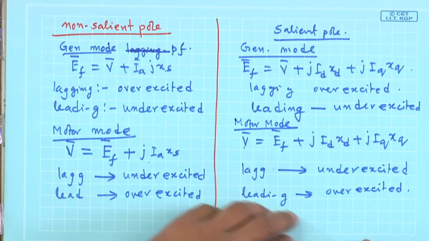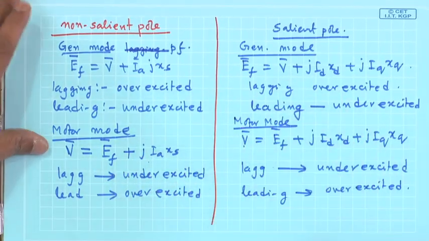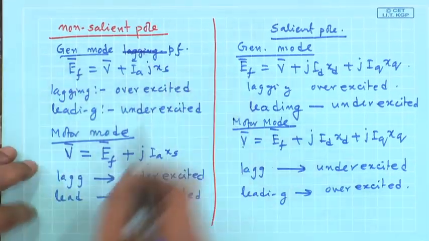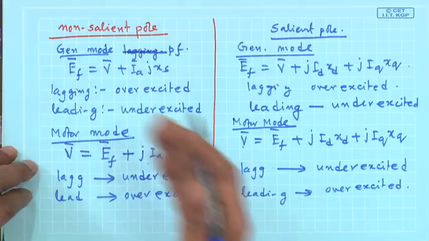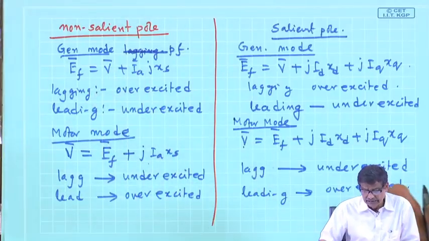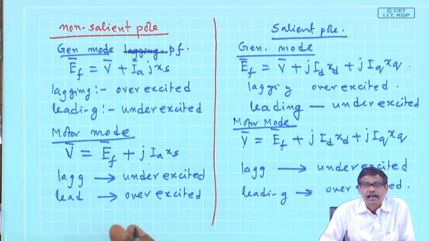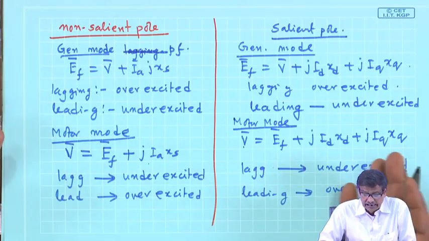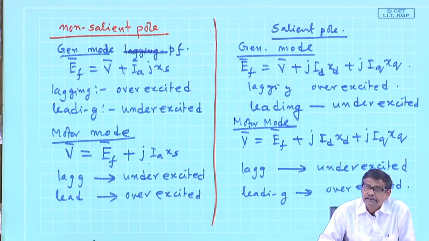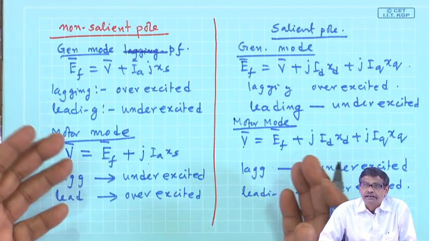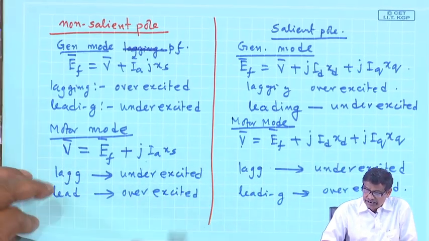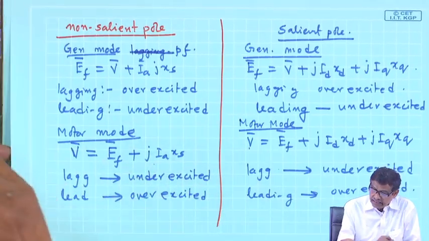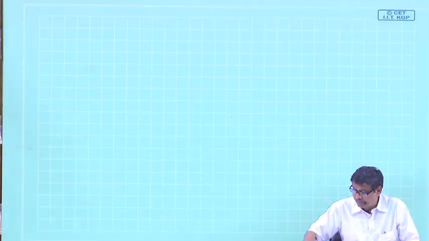Okay. So this you must remember, this page is important to draw the phasor diagram. And of course, in case of generator mode, be it salient or non-salient, EF will be ahead of V, and if it is motor mode, no matter whether it is a salient or non-salient machine, V will be ahead of EF. And these are the clues based on which the phasor diagrams are drawn.